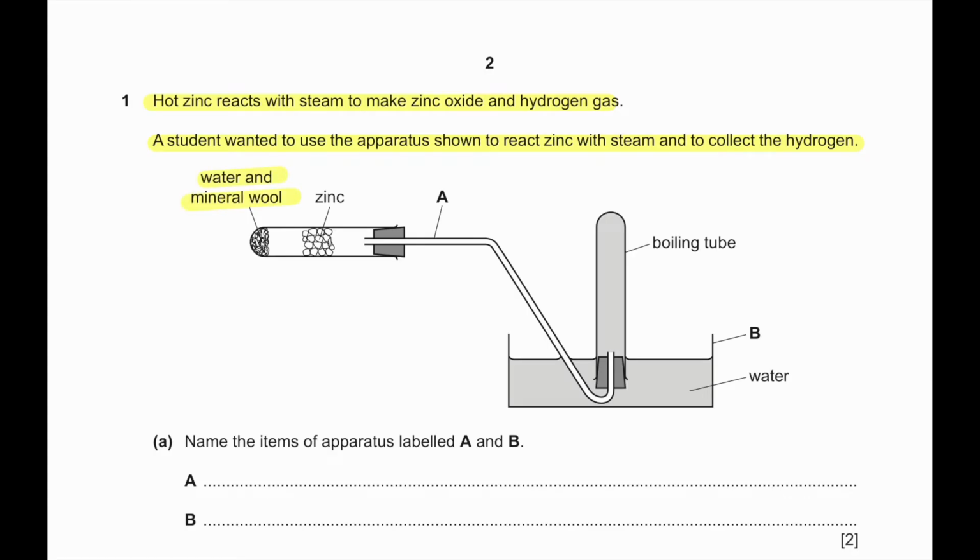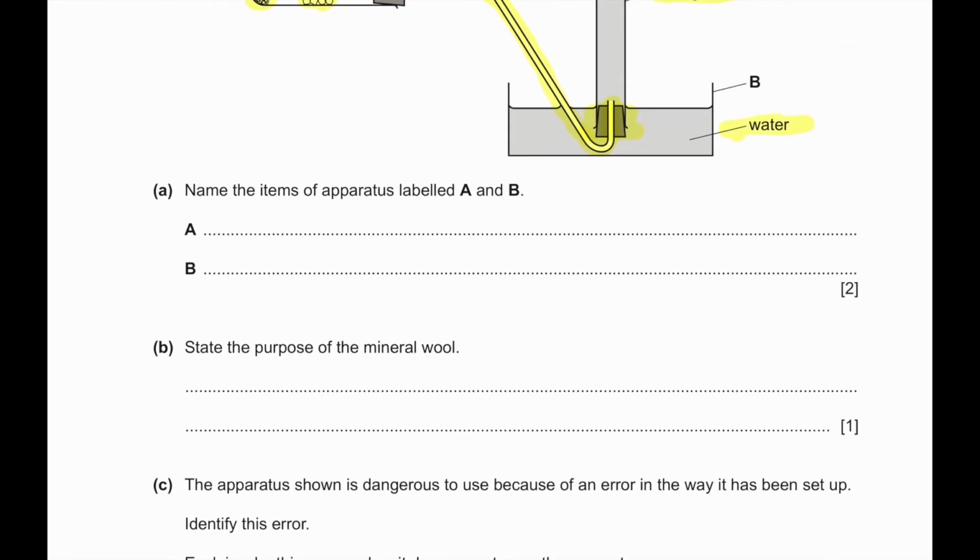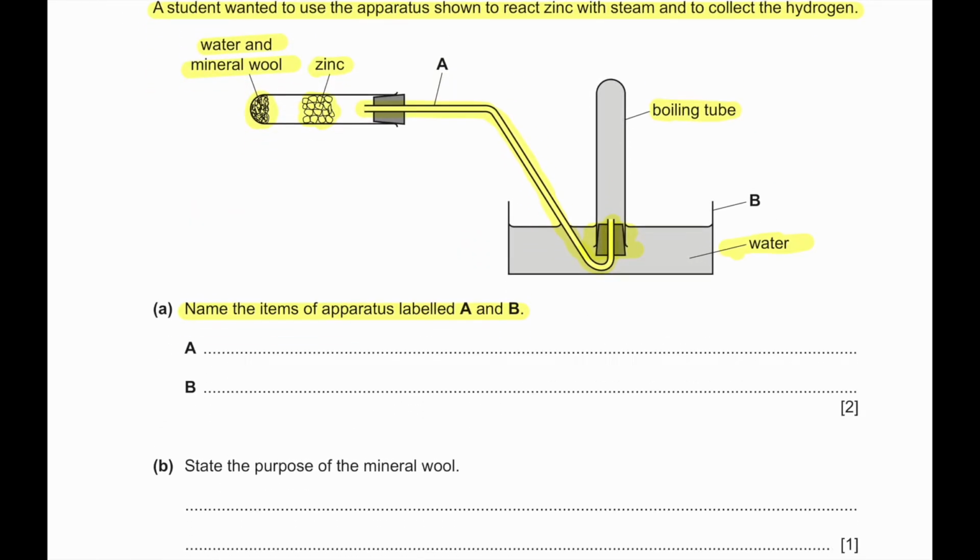Water and mineral wool, zinc present over here, and then tube A is connecting to this particular boiling tube. There is water and the boiling tube is also stoppered. Name the items labeled apparatus A and B. So apparatus A is a delivery tube and apparatus B is a water trough.